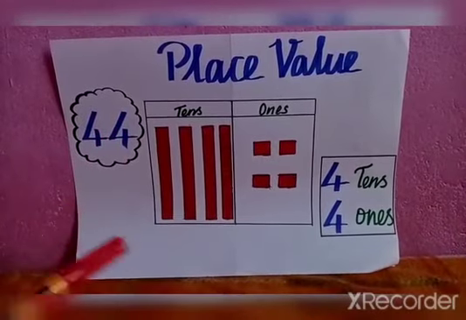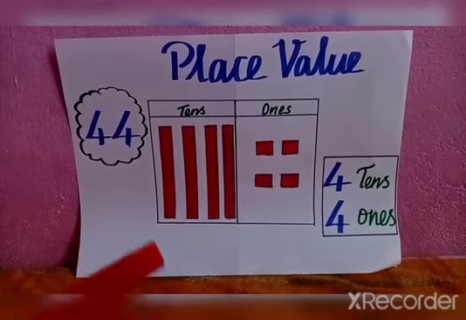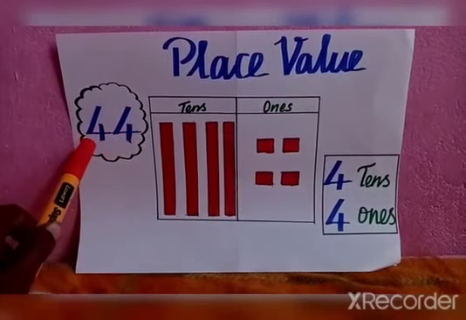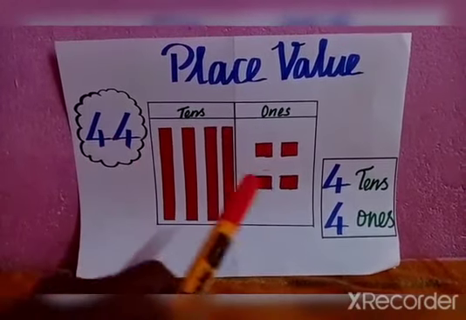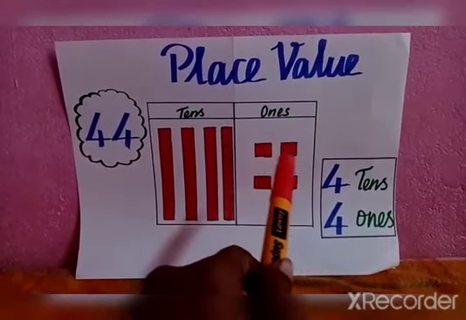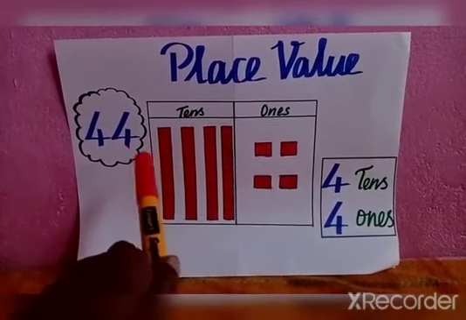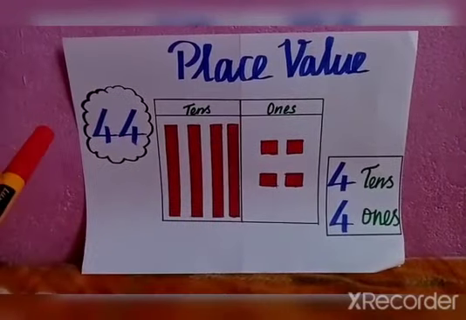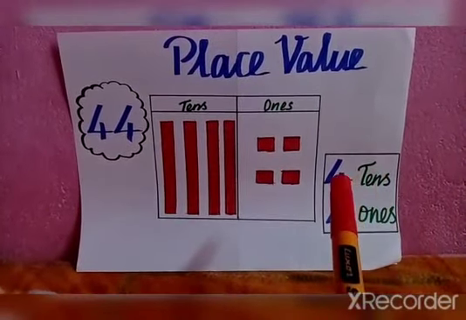In our numbers, all the digits have a separate place value. So here it has ones, here it has tens. In the ones place four is there, isn't it? So in the ones box, how many boxes are there? 1, 2, 3, 4, isn't it? Four boxes are here, so I draw four boxes. And in the tens place, what is the number? Four. In the tens place also the number is four.